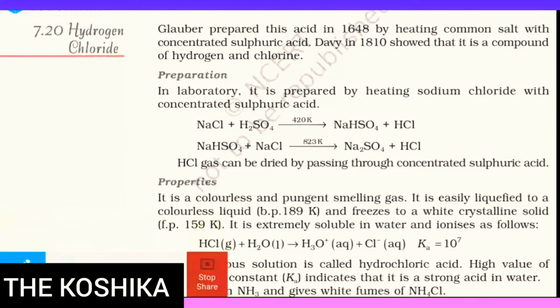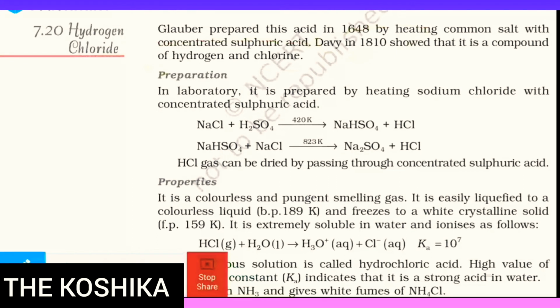Hydrogen chloride. So इसकी जो प्रिपरेशन की स्टोरी है, ग्लाउबर से शुरू होती है. ग्लाउबर prepared this acid in 1648 by heating common salt with concentrated sulfuric acid. And डेवी का बहुत रोल है 17th ग्रुप में. डेवी का बहुत रोल है. डेवी in 1810 showed that it is a compound of hydrogen and chlorine.